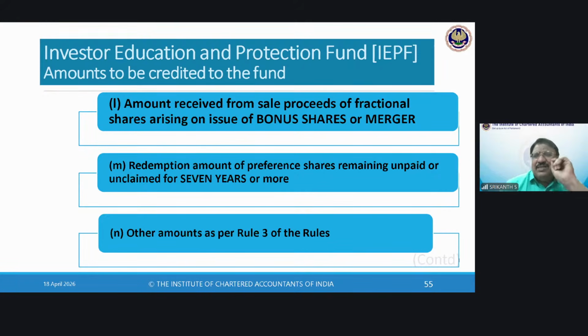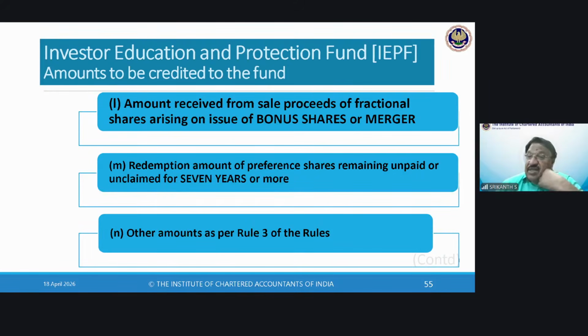You cannot allot less than one share now. Minimum you can allot one share. Thanks to dematerialization, you can allot up to one share, but less than one share has to be paid only in money. So when there's a rights issue or bonus issue, there will be fractional shares. That will be transferred to IEPF.